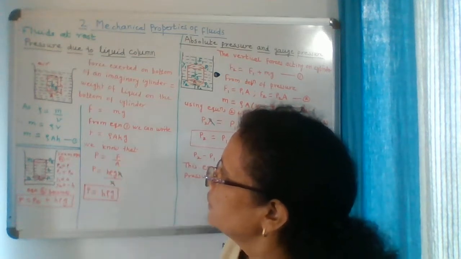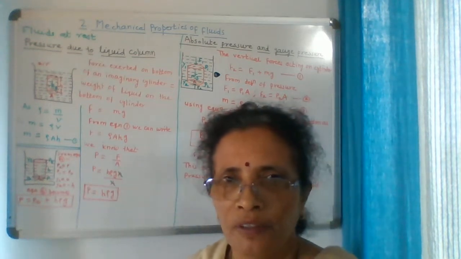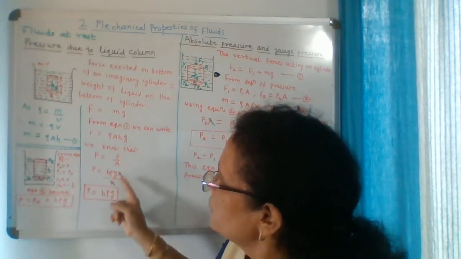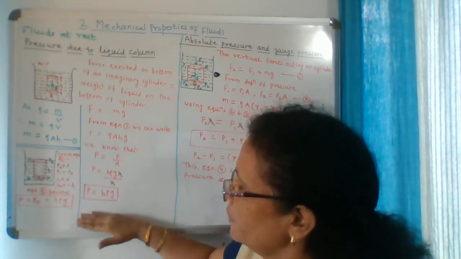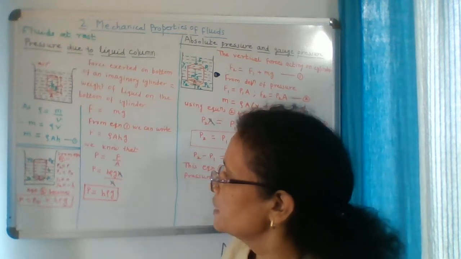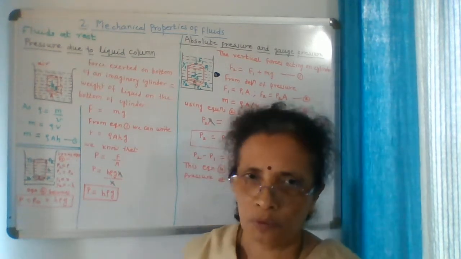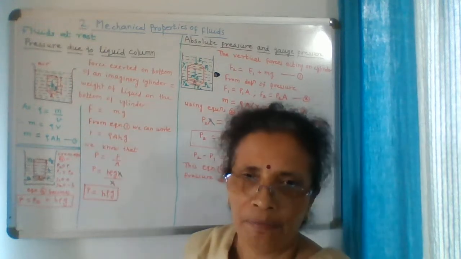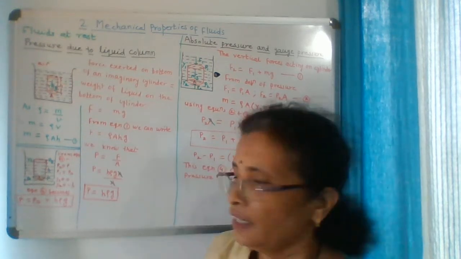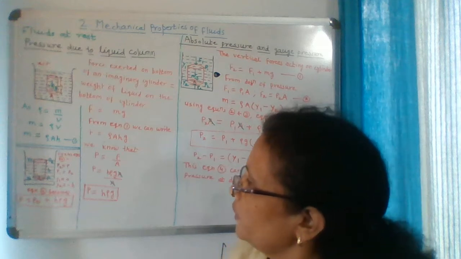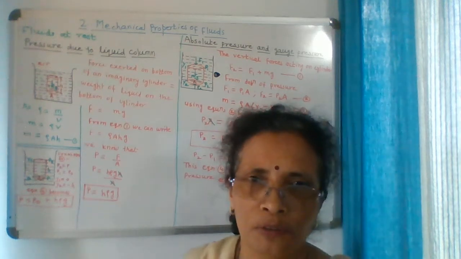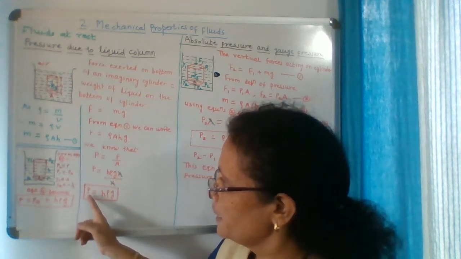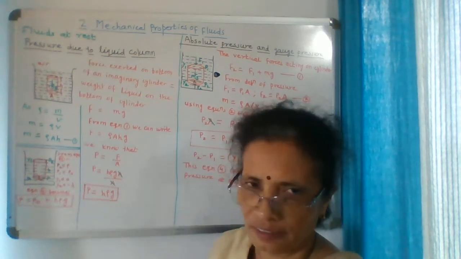Now we know that pressure is equal to force upon area. Substituting this value, the area will cancel out, and we have the standard formula: pressure is equal to h rho g. What is h? It is the height at which we are finding the pressure. What is rho? It is the density of the fluid. g is the acceleration due to gravity.